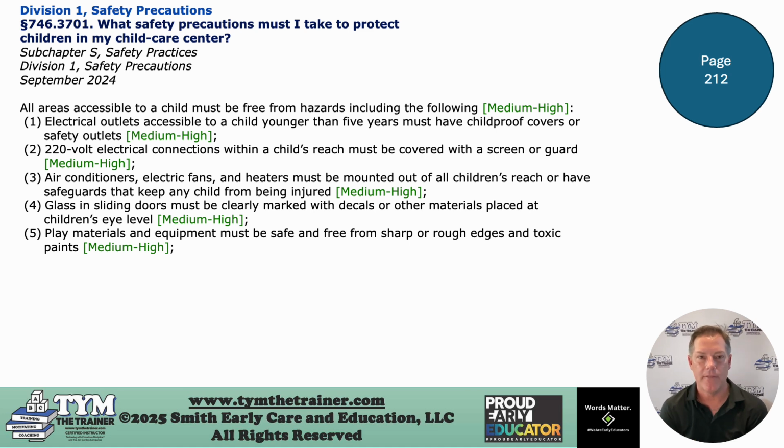Let's move over to safety precautions now. What safety precautions must you take to protect the children in your program? Make sure that your electrical outlets are inaccessible to children 5 years of age, and any group of children 5 years of age and younger must have the safety outlets or a safety cover in place. Make sure you're doing that, and those commonly come out usually by the cleaning crew. Make sure that you've got a good process in place, that those safety covers are going back on.